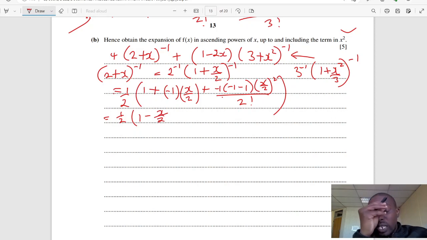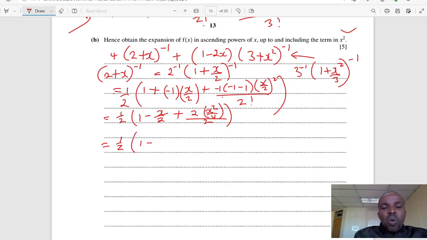Then this part, minus 1 is minus 2. Minus 2 times minus 1 is 2. 2 times x squared over 4, then divided by 2 factorial, which is 2. Then if I simplify, it will be half times (1 minus x over 2, plus, the 2s cancel out, x squared over 4).